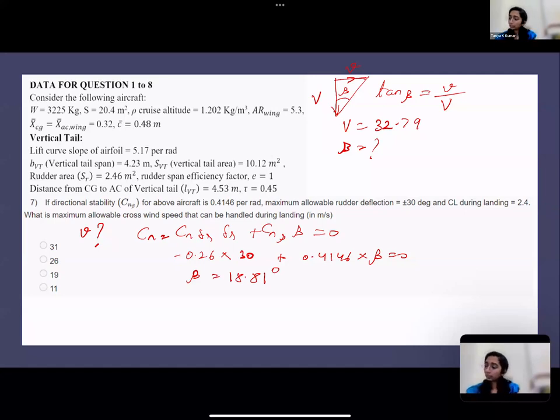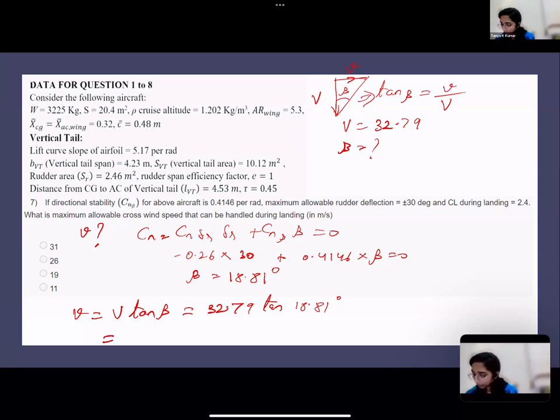So I substitute this beta here in this equation and find out small v. So small v is nothing but V tan beta. V is 32.79 into tan 18.81 degrees. How do you find this? Tell me the answer. 11.17. Yes, I'm getting something like that. 11.169. So it's something around 11. Okay, so that is your final answer. That is the maximum allowable crosswind. Anything beyond your 11.17, your aircraft will not be able to negate. Okay, so the purpose of the rudder is to negate this beta. So anything beyond this crosswind, anything beyond that 18.81 beta, your aircraft will not be able to restore.